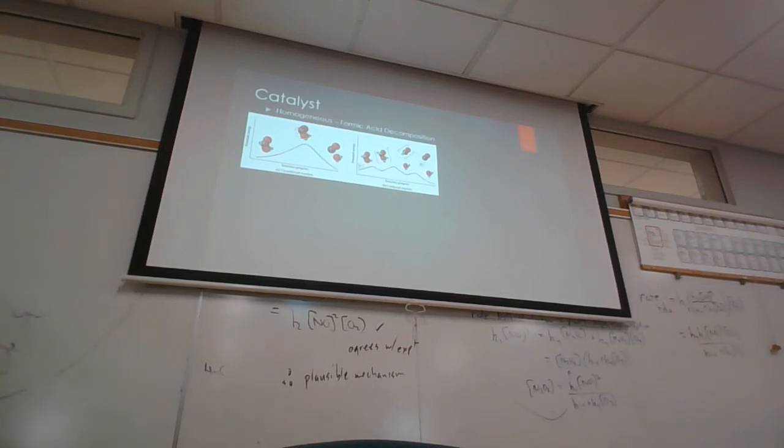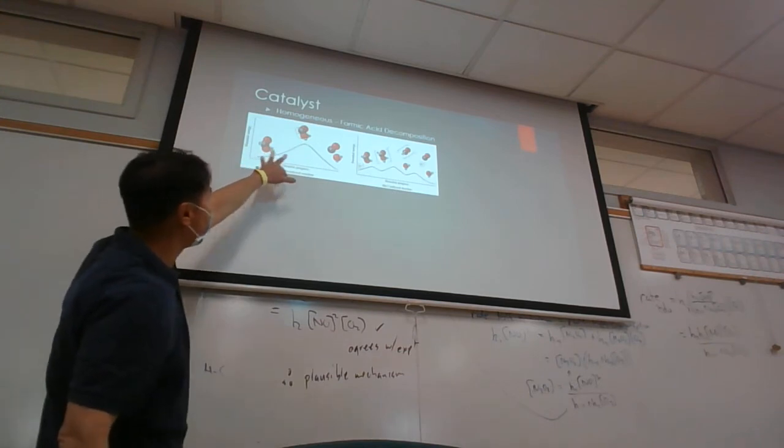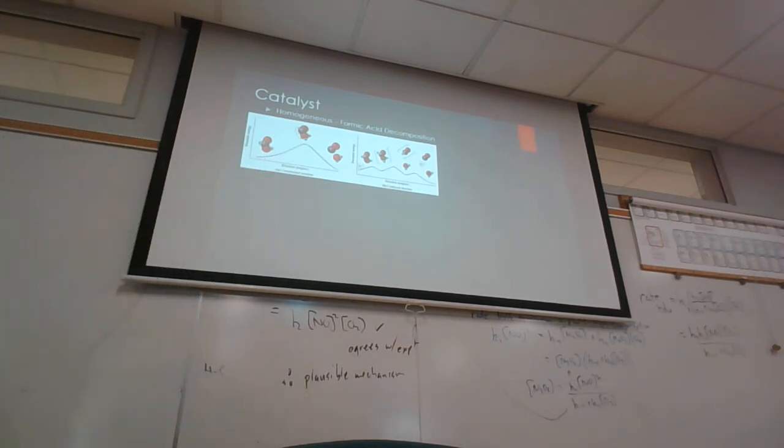So what they're showing is that formic acid decomposition without catalyst happens in this one hump here. And so let's take a look at how that might occur here.